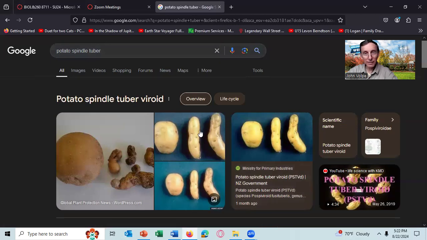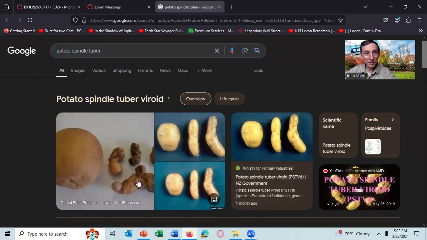The potato on the right is affected. The potato on the left is a normal potato. Now, this is a better example. Much normal, big potato, not affected. And these are potatoes affected by the potato spindle tuber viroid. Any question about any of that?